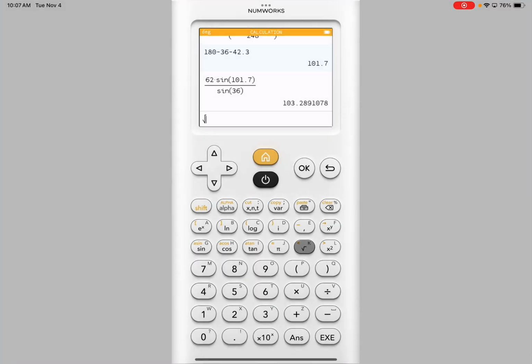Help me remember all the pieces. So square root of 15 squared plus, it's 19 squared, right? Yeah. Minus 2 times 15 times 19 cosine 120. And so that side length is 29.5.